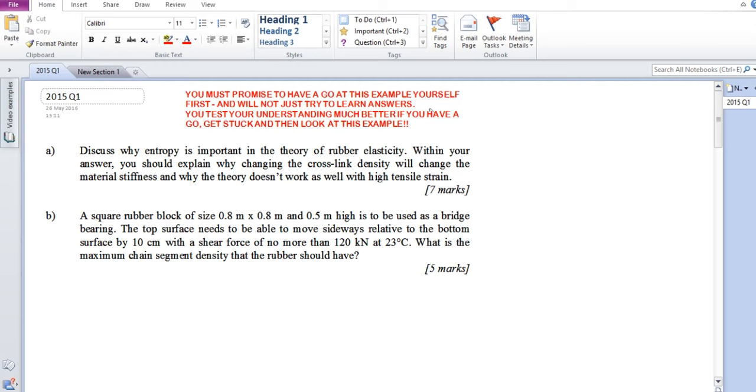Hello, I'm going to go through question 1 from the 2015 exam paper. I'm only going to go through the numerical parts. The descriptive parts are in the Word document on the Blackboard site as well.